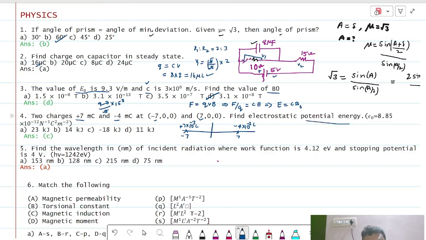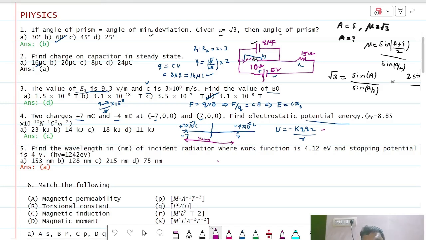The electrostatic potential energy is being asked. The electrostatic potential energy is equal to K Q1 Q2 by R, and potential energy is always negative in the conservative electric field. R here is 14. We have to take SI units only, because the epsilon naught value is given in meter square. Therefore take meters only. The distance from minus 7 to 7 will become 14 meters.